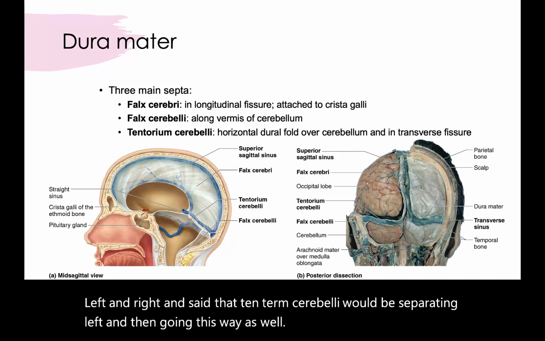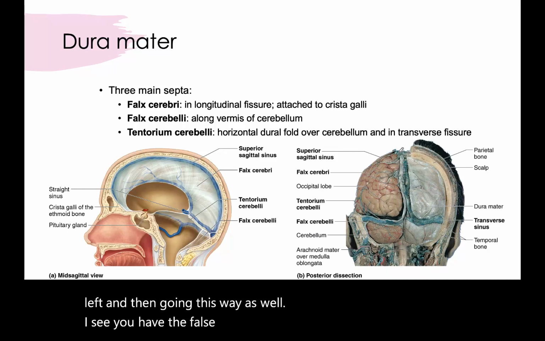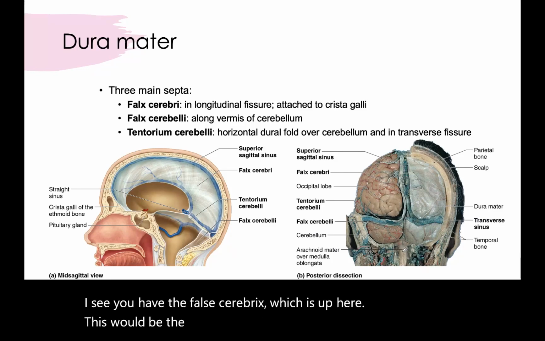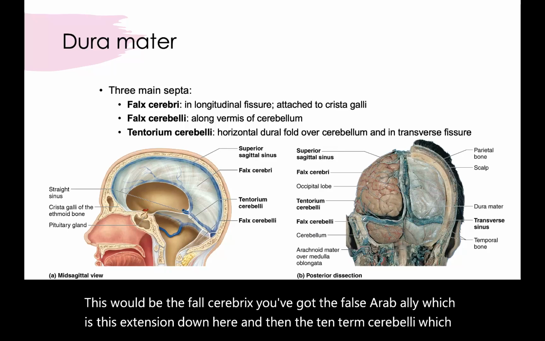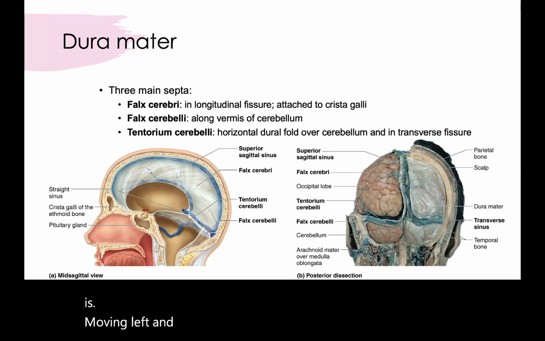So you have the falx cerebri, which is up here. This would be the falx cerebri. You've got the falx cerebelli, which is this extension down here, and then the tentorium cerebelli, which is moving left and right in that area.